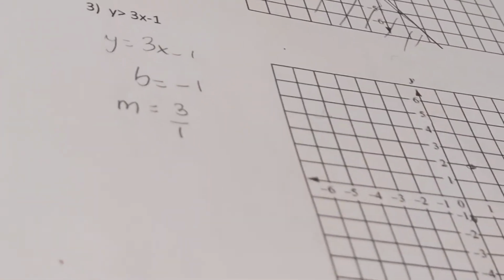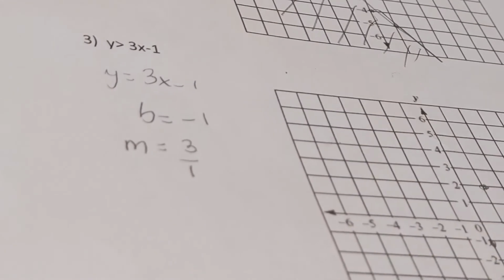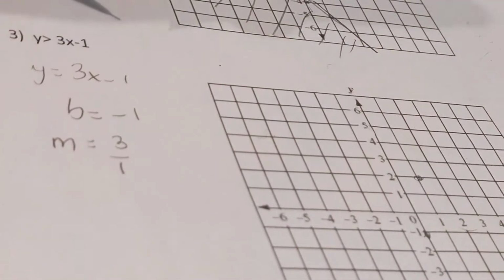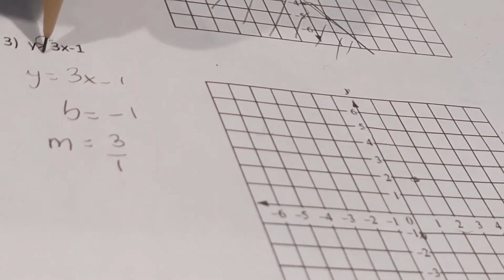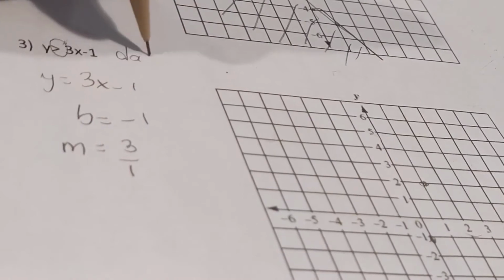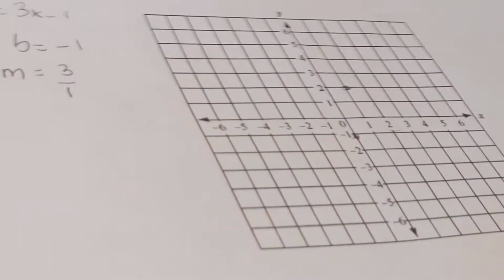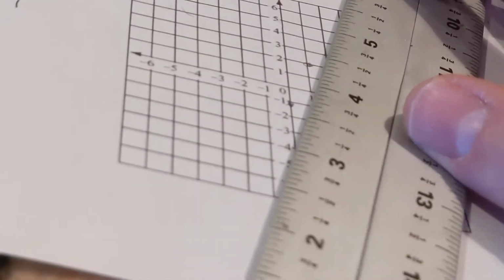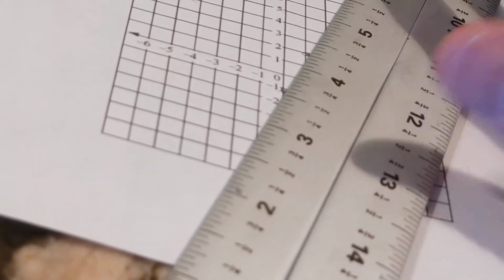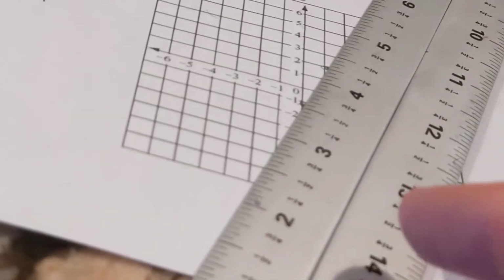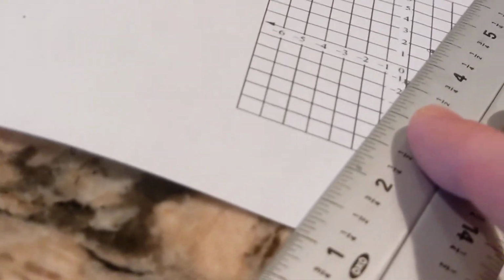Okay? So now we're going to connect the line, but it's y greater than 3x minus 1. This one doesn't have an equal sign, so it's going to be a dashed line, not a solid. So we're going to connect this with our ruler with a dashed line. This is a little hard to do while holding my phone.